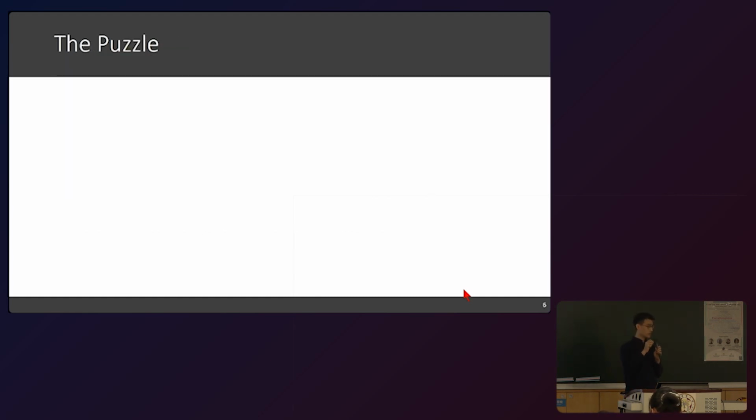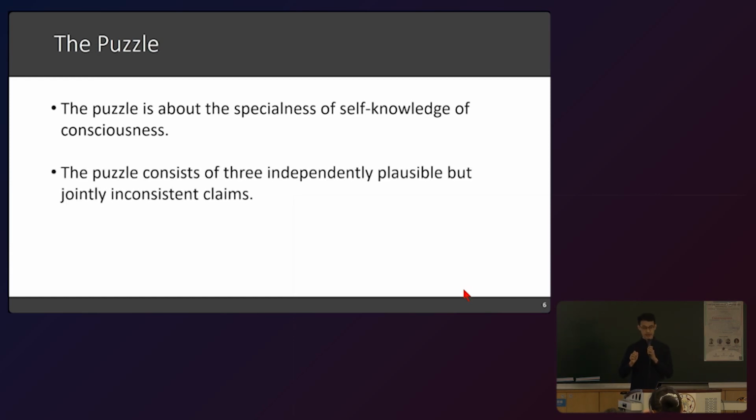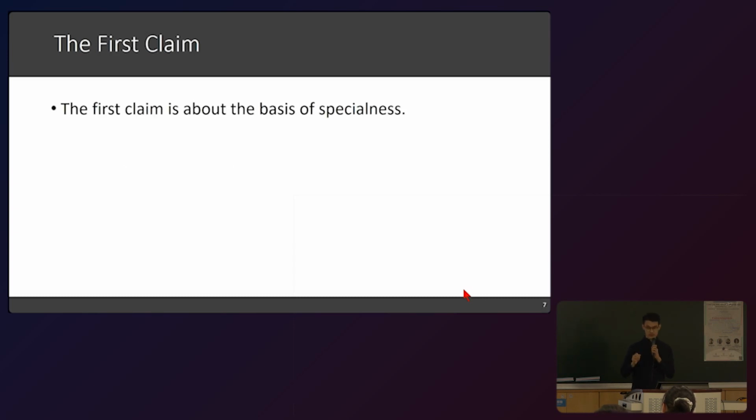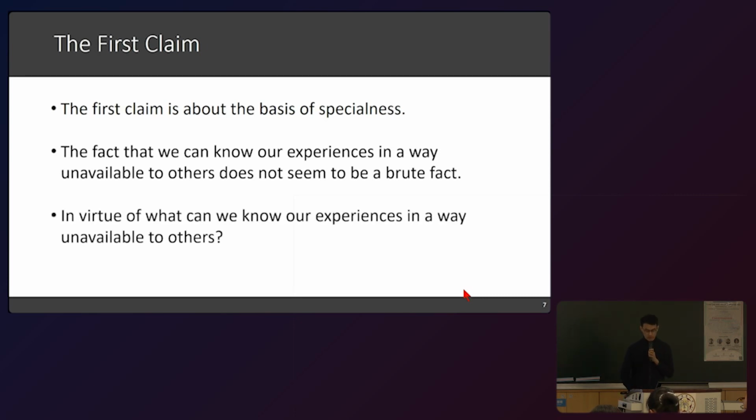All right, let's now turn to a puzzle. The puzzle is about the specialness of self-knowledge of consciousness. It consists of three independently plausible but jointly inconsistent claims. The first claim is about the basis of specialness. The fact that we can know our experiences in a way unavailable to others doesn't seem to be a brute fact. It seems to be grounded in something more fundamental. If so, in virtue of what can we know our experiences in a way unavailable to others?